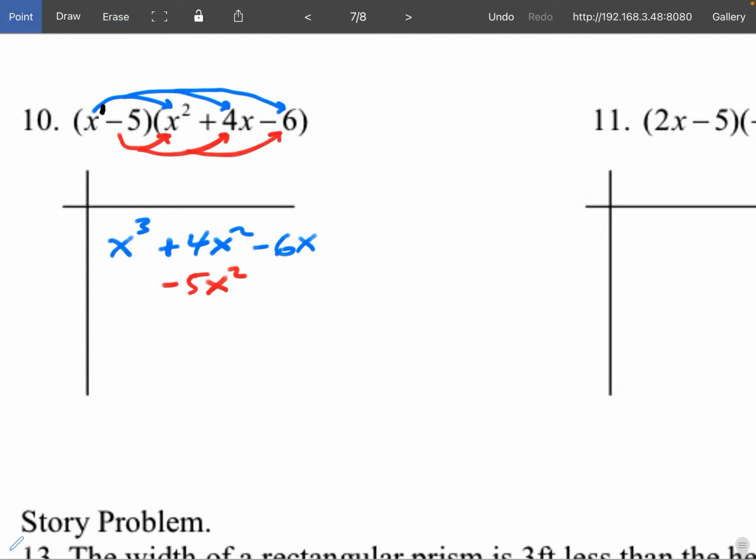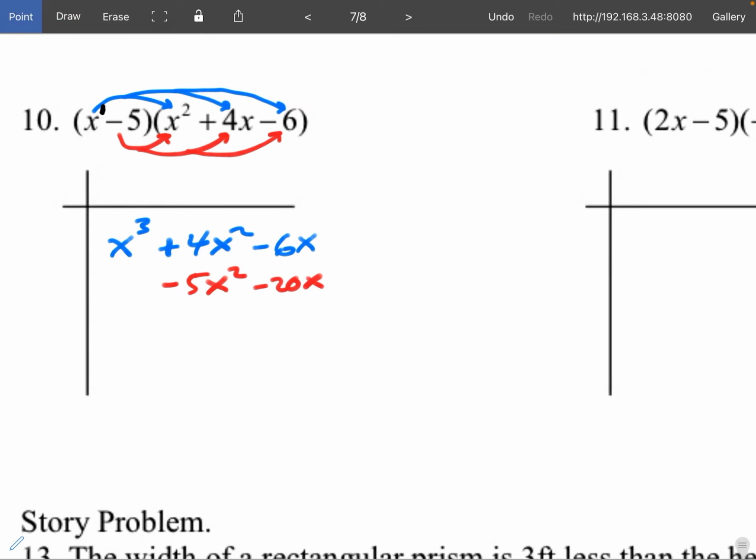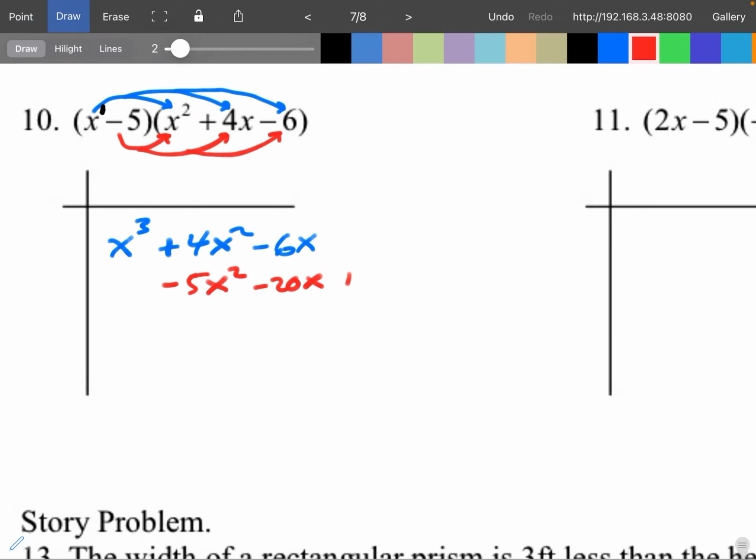Then I've got to do the -5 times the positive 4x. So what's -5 times positive 4? Yep, so that gives me a -20x. So I'm going to write that right below here like this, -20x. And then to finish it up, I have to do the -5 times the -6. It's a positive 30, so I'm going to write plus 30 right here.